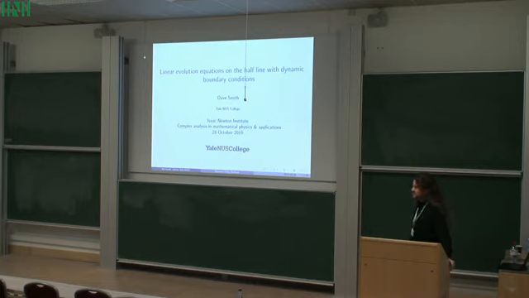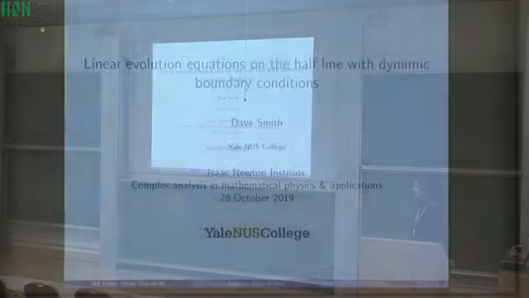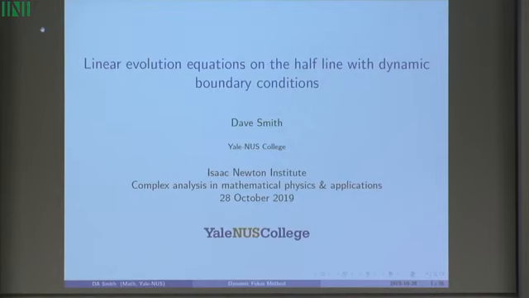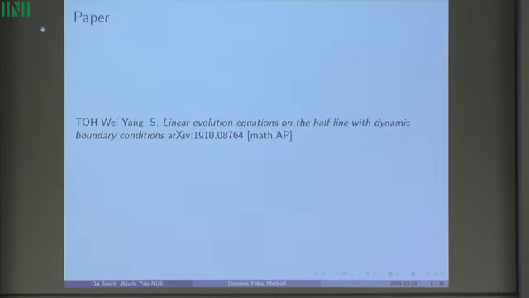Okay, so we'll start our last session of today, and the talk will be given by Dave Smith. The talk will be about linear evolution equations on the half line with the related boundary conditions. Thanks very much, and thanks very much to the organizers for the opportunity to speak. Eventually I'll present some results from a paper that just appeared on the arXiv a week ago, joint with a current undergraduate student of mine, Tuo Wei Yang. He'll be applying for graduate school now.